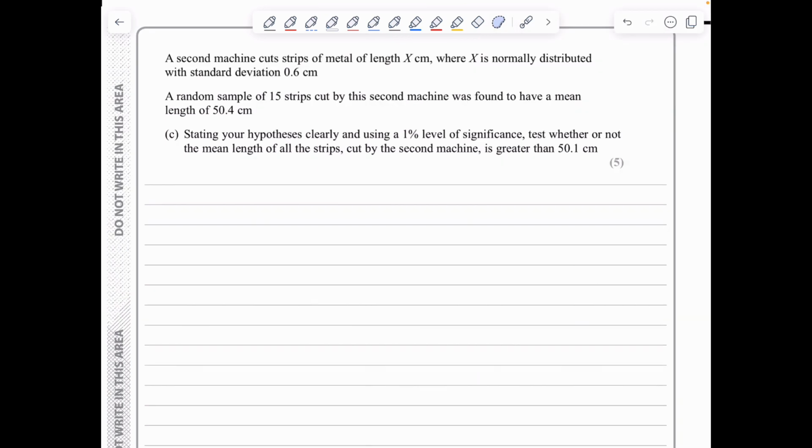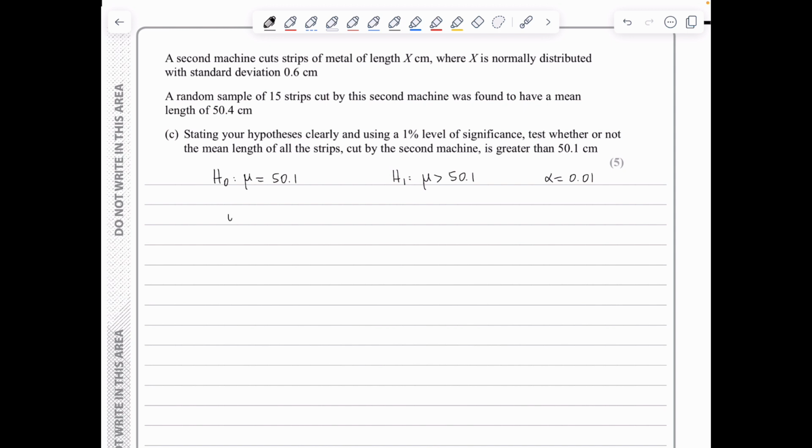We now have a second machine cutting strips of metal of length x centimeters. X follows normal distribution with the sigma being 0.6. We collected a random sample of 15 such strips and we have found a mean of 50.4 centimeters. We need to assess at the 1% level of significance whether or not the mean length is greater than 50.1 centimeters. So this is a hypothesis test on mu. So my null hypothesis says that mu is 50.1, whereas my alternative is a one-tailed test suggesting that mu is greater than 50.1, and we are working at the 1% level of significance.